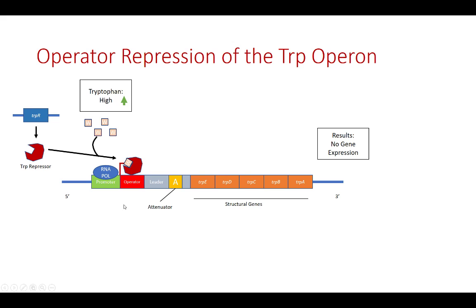And when it's bound to the operator, the RNA polymerase still comes to the promoter and tries to go through, but the operator is in the way. So as a result, there is no gene expression. None of these TrpE, D, C, B, or A get expressed. On the other hand, when you have a low amount of tryptophan, there is not enough tryptophan around to bind with the repressor protein. And as such, the repressor protein is unable to bind to the operator, so the RNA polymerase is unhindered and is able to travel through the gene.